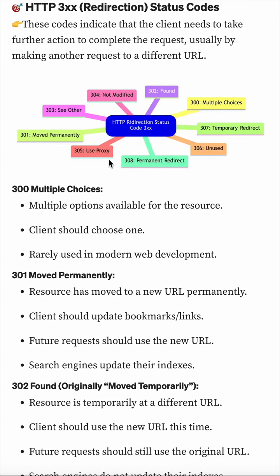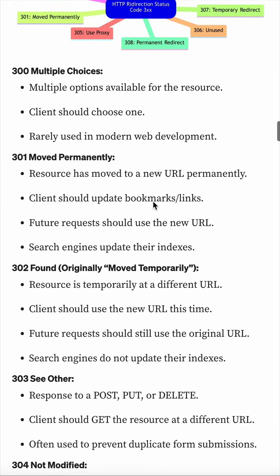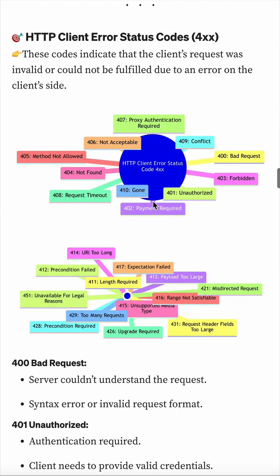There are different redirection message status codes, like 302 for found, 303 for see other, 301 for moved permanently, 305 for use proxy, and 300 for multiple choices. These are all the status codes starting from 300.